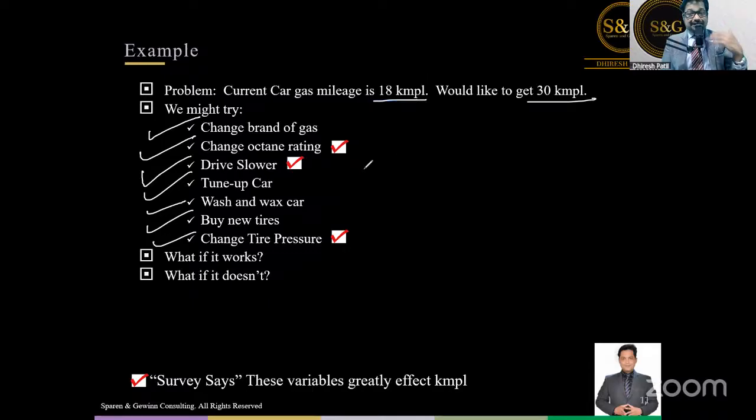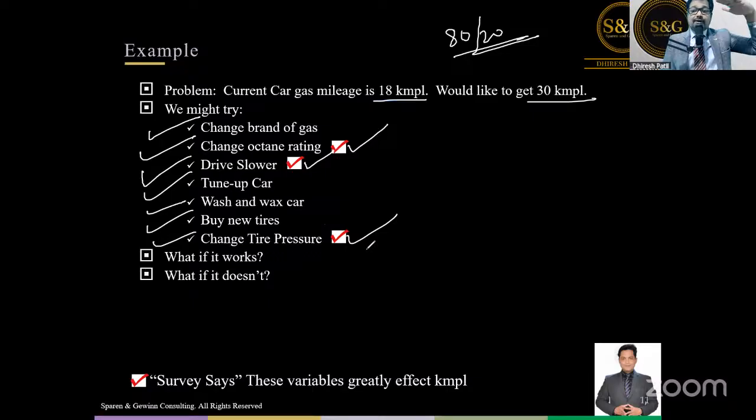And with their experience, according to them, octane rating, the speed of driving, and tire pressure are the most critical factors. Now everybody knows 80-20, right? Pareto principle. Here also, out of 8 to 10 factors, there are 2 to 3 critical important factors which are impacting the mileage the most. So according to them, they have selected these 3.